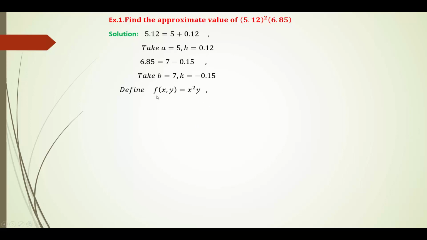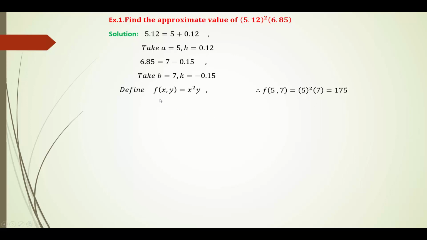Then find the value of the function f at the point (a,b). a is 5 and b is 7. So find f(5,7). Therefore f(5,7): put x equal to 5 and y equal to 7. x is 5, so 5² into 7. 5² is 25, 25 into 7 is 175.